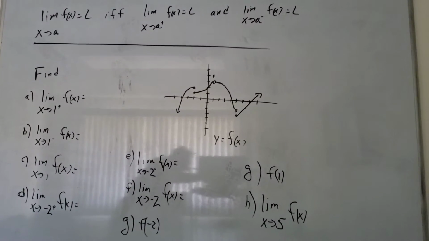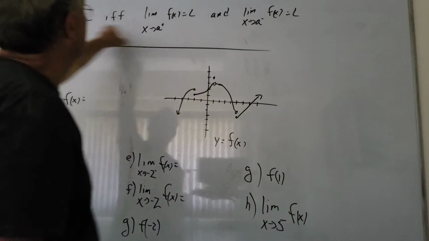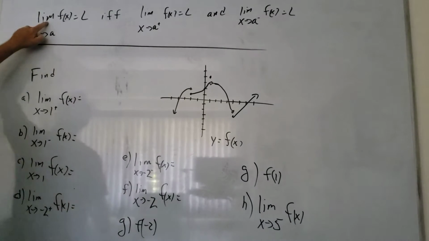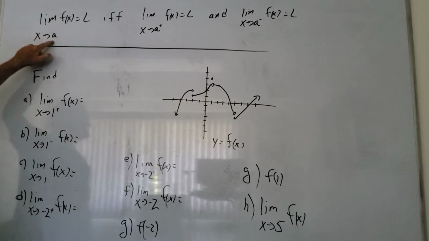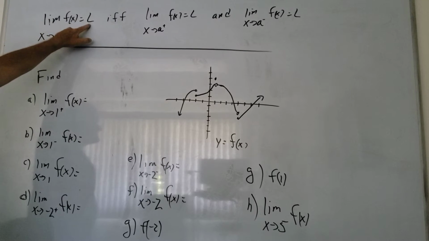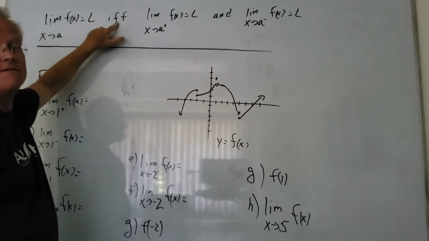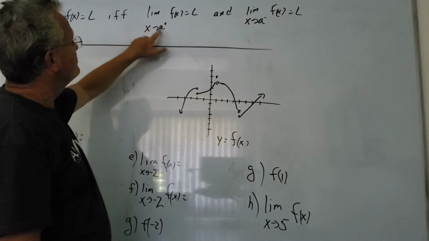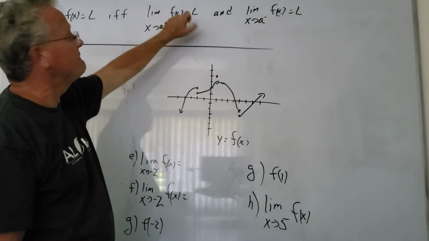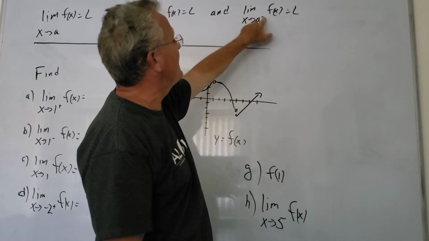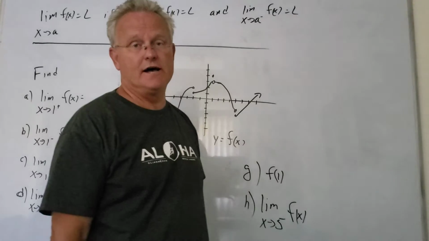All right, we're gonna first want to start out by understanding the definition of a limit. So this is read as the limit as x approaches a of some function f of x is equal to L if and only if, that's how I would read that, the limit as we approach a from the right of f equals L and the limit as x approaches a from the left of f is equal to L.